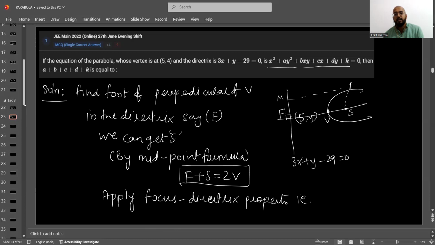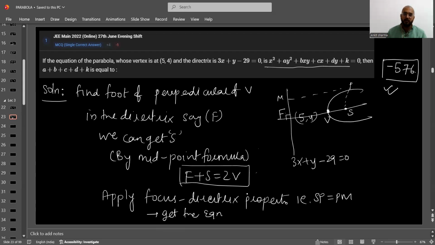So SP, and here I'll be calling it M. So you have SP is equal to what? PM. So after solving this, you get an equation of parabola and just compare with the given equation. I'm leaving this question for all of you to try and then get the answer. Okay, I'll be telling you the answer by looking at the answer given here, and this answer turns out to be minus 576. So the correct answer is minus 576. Please verify it. It is an exercise for you all because already we have solved numerous problems based on this.